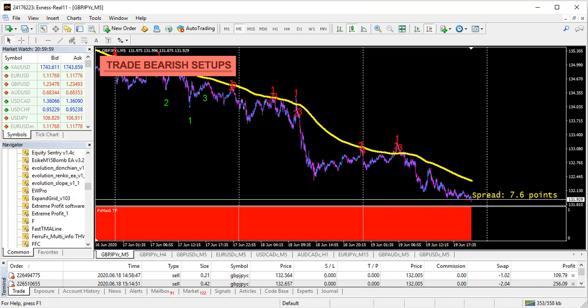This is Genesis 3. I've done Genesis 1, Genesis 2, and this is Genesis 3. Like I said, the Genesis series has the same ideology. There is a trend, there is an indicator that confirms the trend, and then there is a trigger to enter.